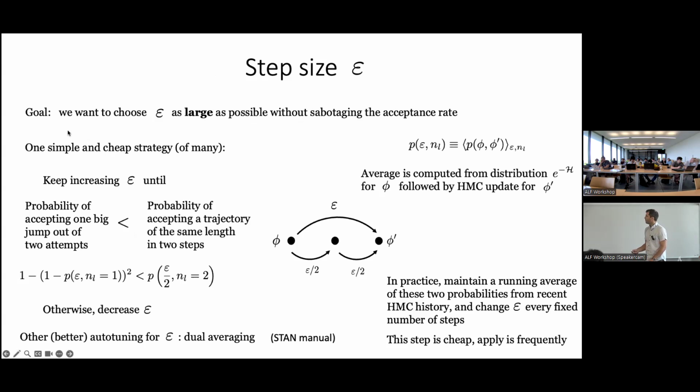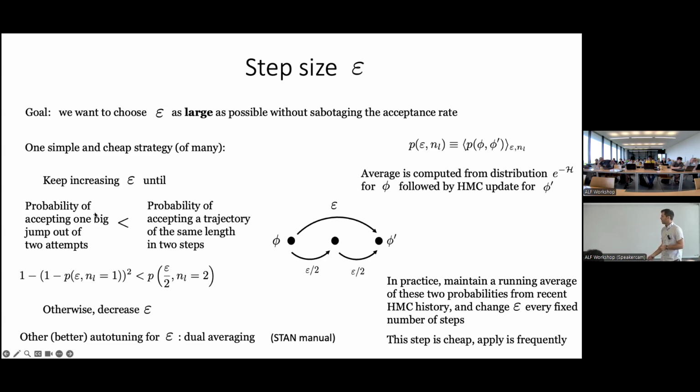So our goal, first of all, is how do you tune the step size epsilon? When you think about epsilon, you want to choose your step size to be as large as possible without sabotaging the acceptance rate. In other words, you want to take as big of steps as you possibly can to get the furthest away from your initial configuration. But at the same time, if you take epsilon to be too large, then the accept-reject will just always reject it. You'll stray too far away from the contour. And so one simple and cheap strategy of many that are out there, but the one that we use, is the simplest.